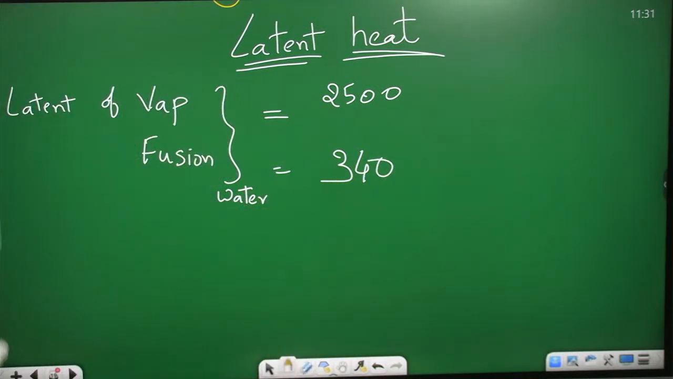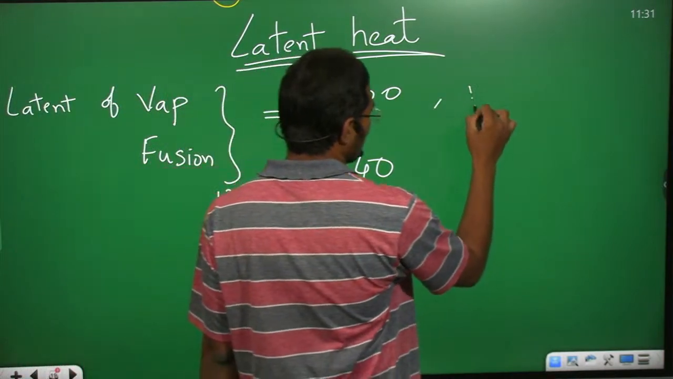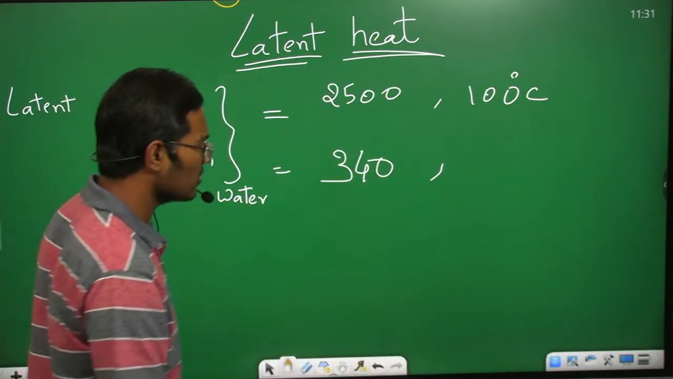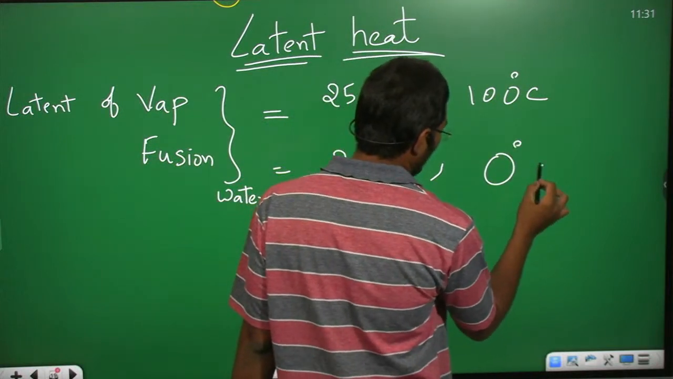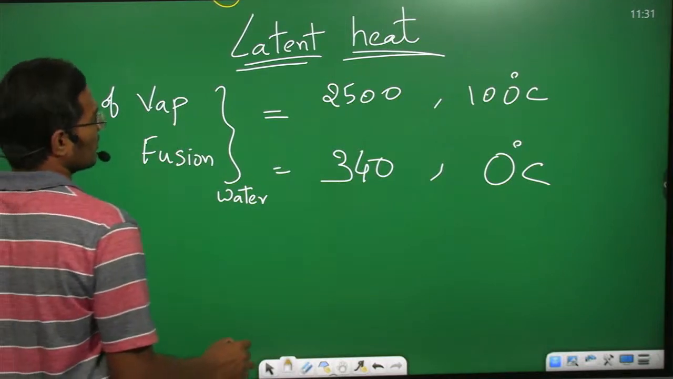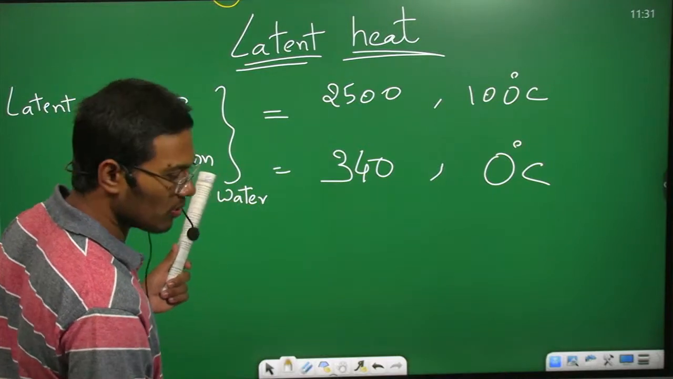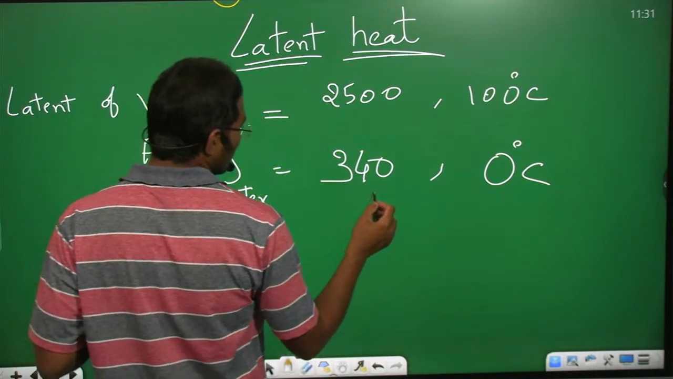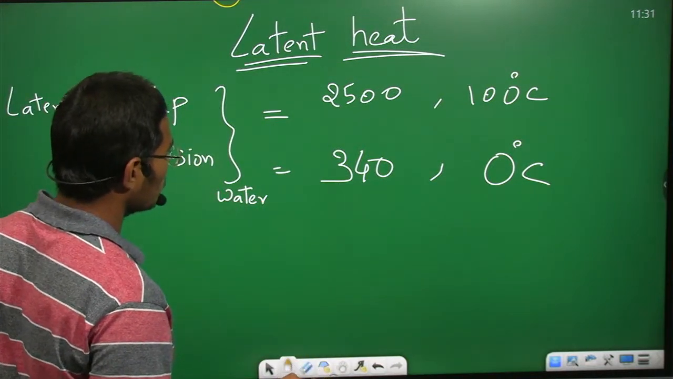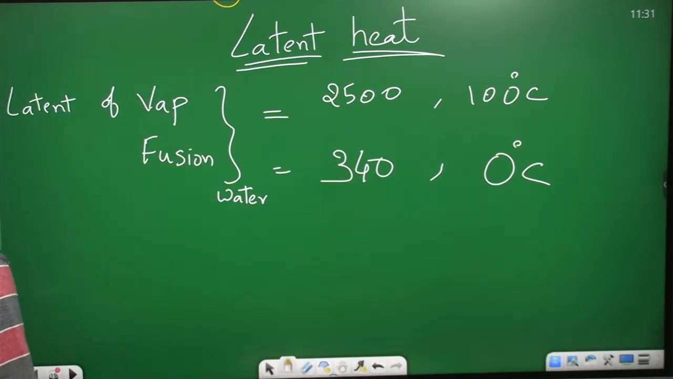Approximately. What is the boiling point of water? 100 degrees. So what is melting point or fusing point? 0 degrees. So the amount of heat required for water at 100 degrees to convert from liquid to vapor state is 2500 approximately, per unit kg. In the same manner, the amount of heat required for ice to convert from ice to water at 0 degrees is 340 for unit kg. So that's how we try to define latent heat.